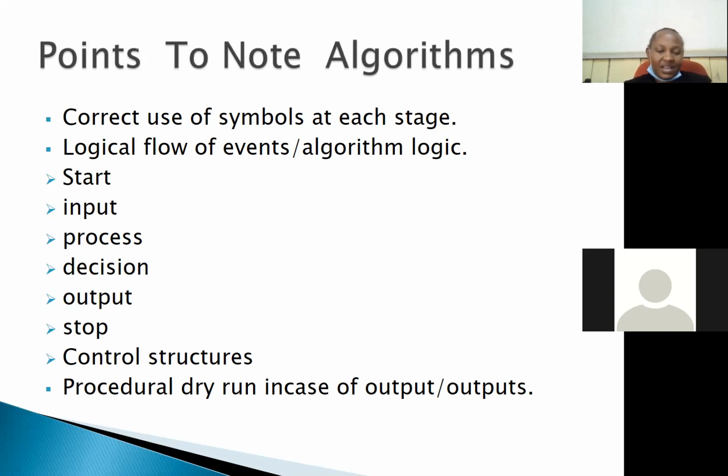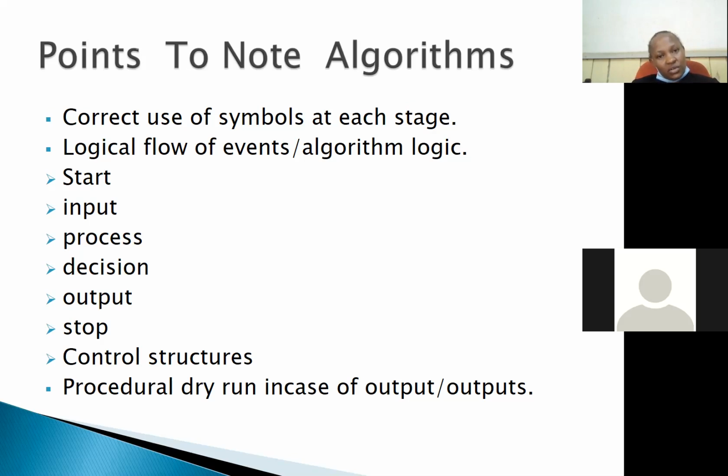So how? Let's say we should be able to see the start, and should be able to see the input. The candidate should also be able to show the process, decision, output, and stop. And then the control structures. If you use them well, your flowchart and your pseudocode will have logic. If you don't use them well, then it means that they lose logic. So it is always good to do the correct thing as you are doing your flowchart, as you are doing your pseudocode, and as you continue to do those two.